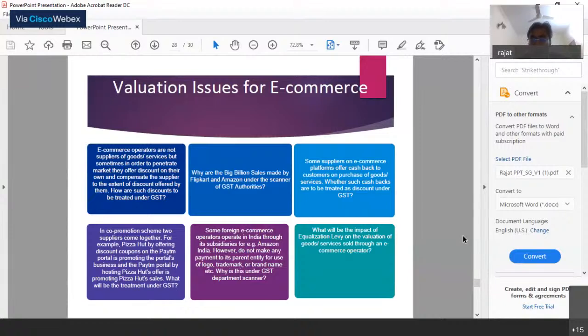First two I've already discussed. Some suppliers on e-commerce platforms offer cashback to customers on purchase of certain goods. Whether such cashbacks are to be treated as discount under GST?